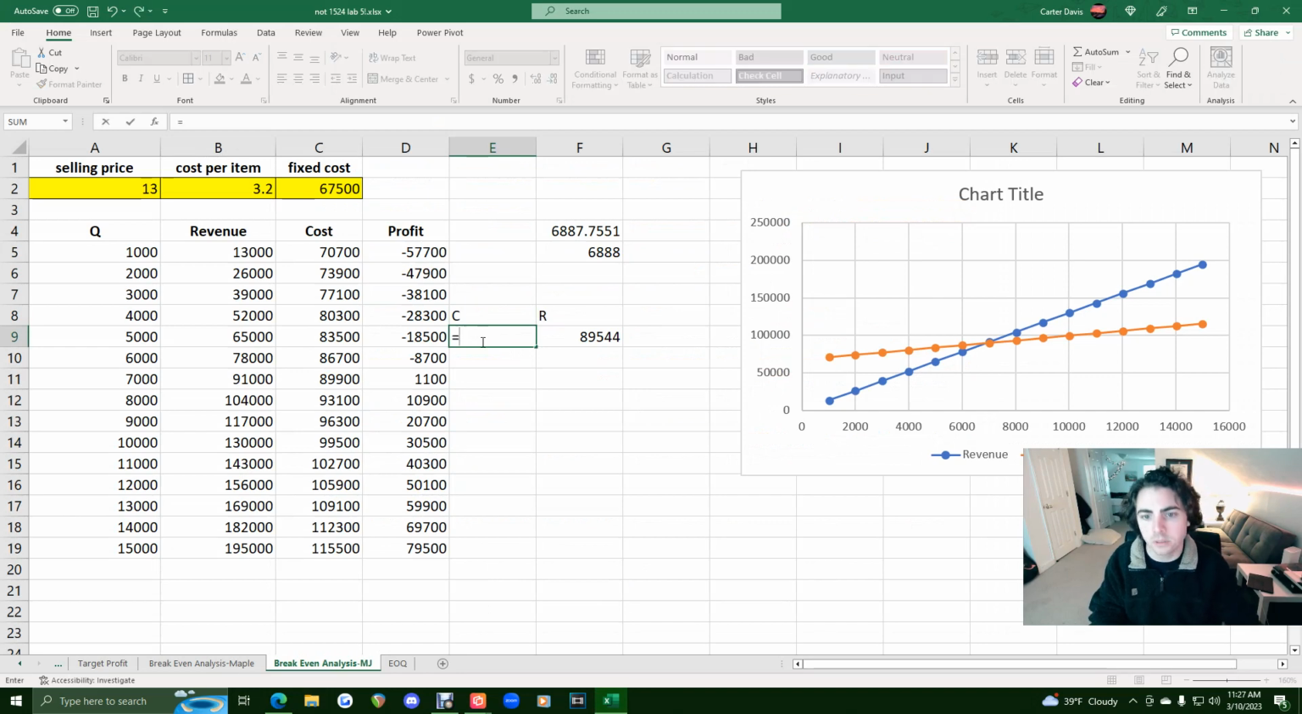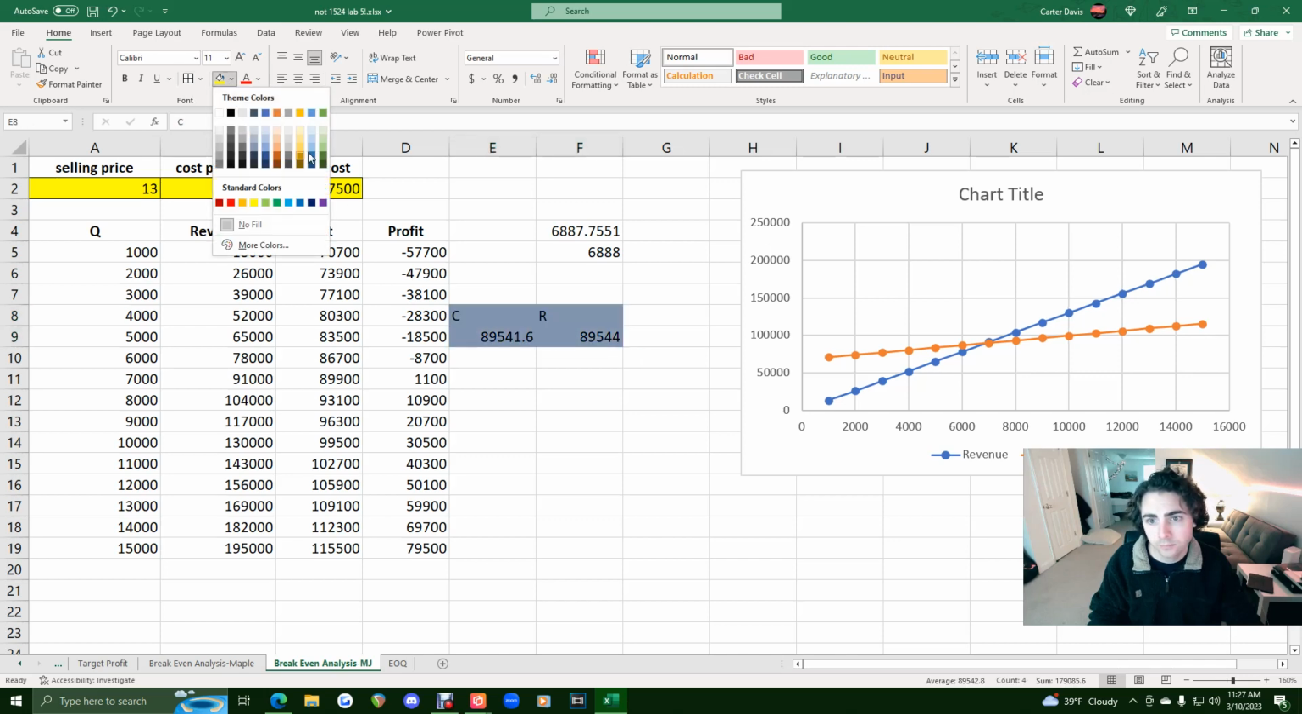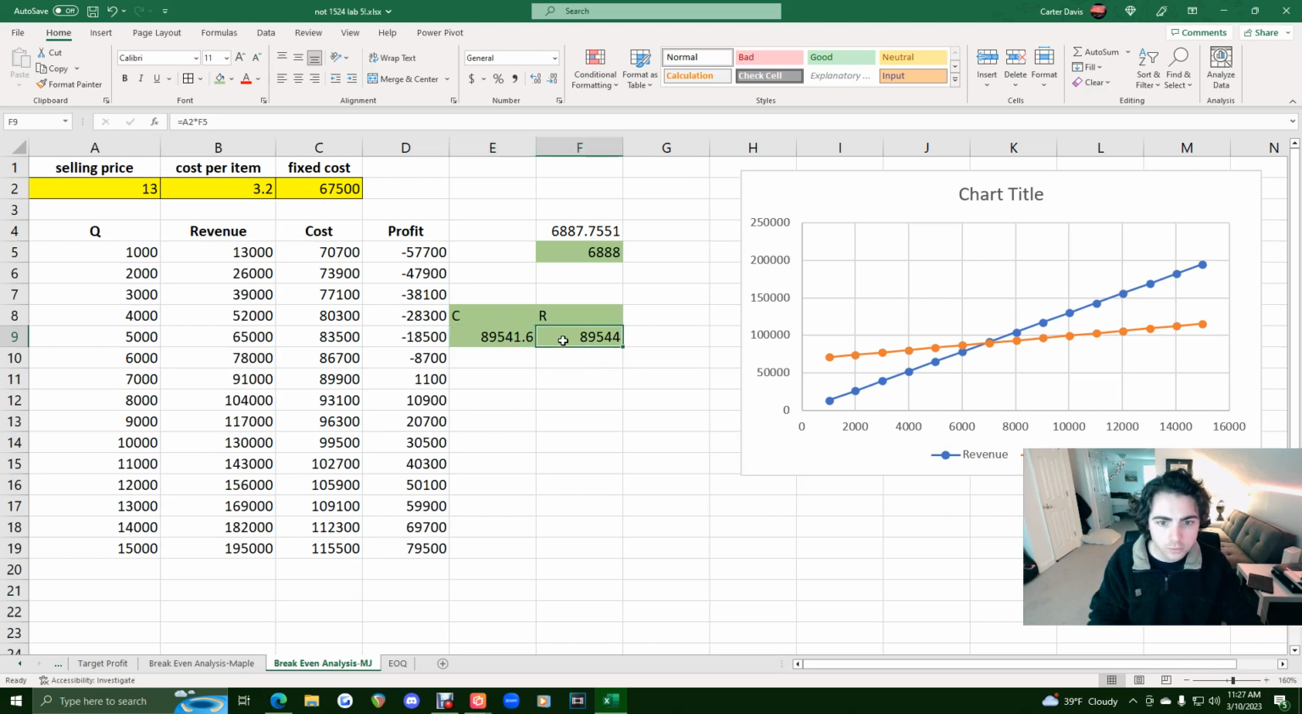So cost would be your cost per item times number of items plus fixed costs. So this is your cost and your revenue, corresponding, do like a nice green, corresponding to your break-even quantity. So that's the idea. That's the revenue and quantity, and you'll notice that they're supposed to match, but this is the closest we can get with a whole number quantity, right?